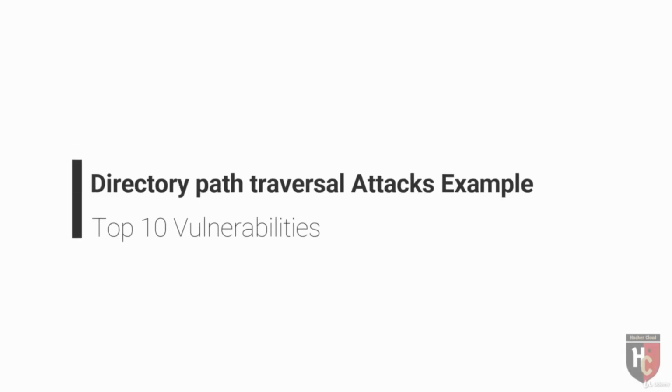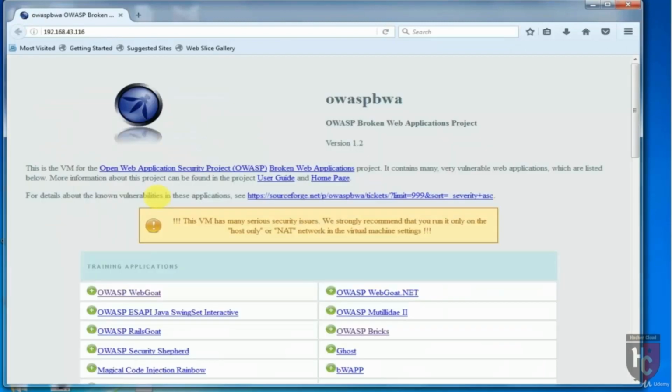In this lecture, we will talk about the directory path traversal attack, with an example of how it works. For this example, I am using webgoat.net, taken from OWASP's Broken Web Applications project. Let's open up WebGoat. Ensure that Burp is correctly configured with your browser.